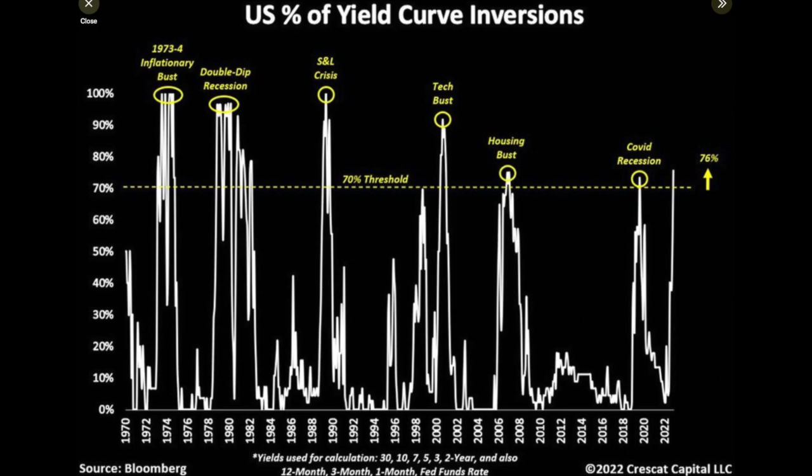And so right now, the US percent of yield curve inversions, look at that spike. Look at what happens every single time it breaks that 70% threshold. Let's go back in history. We have the COVID recession. That was a massive financial collapse saved by the Federal Reserve, which is why the market pumped right after that.